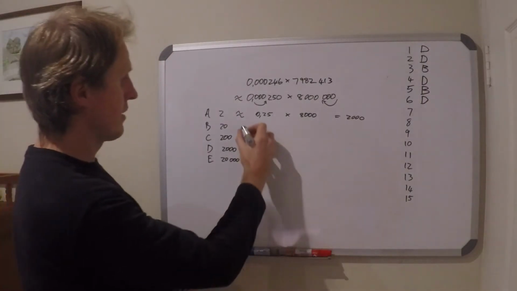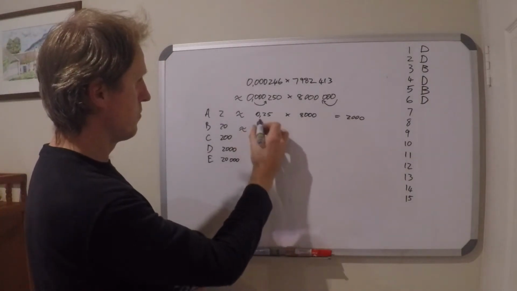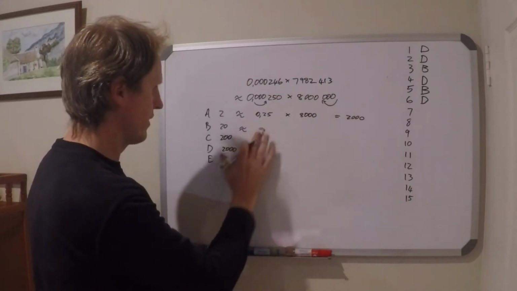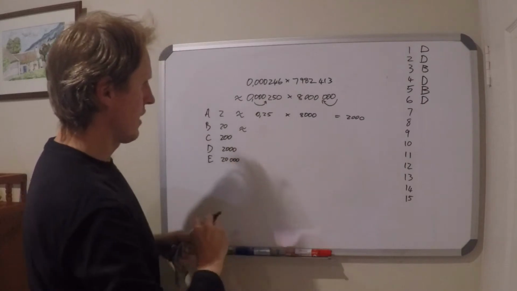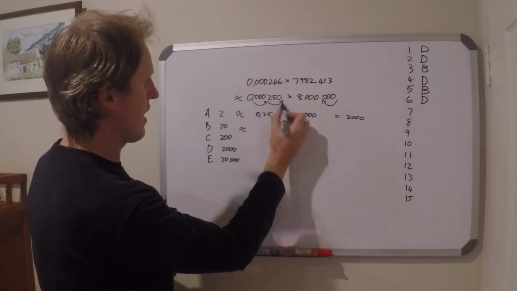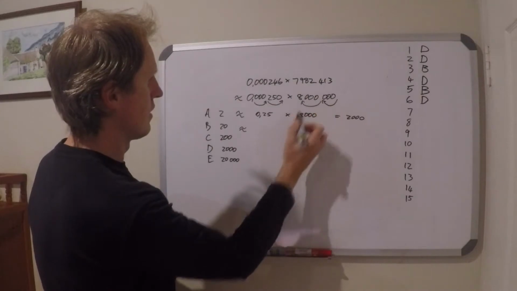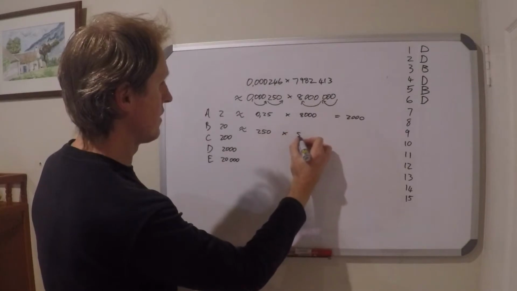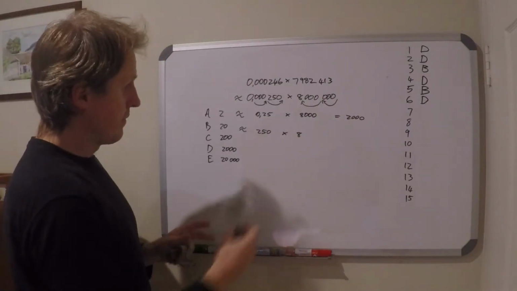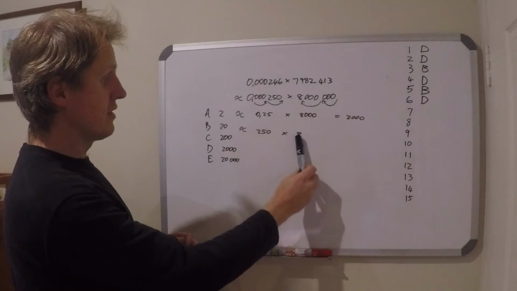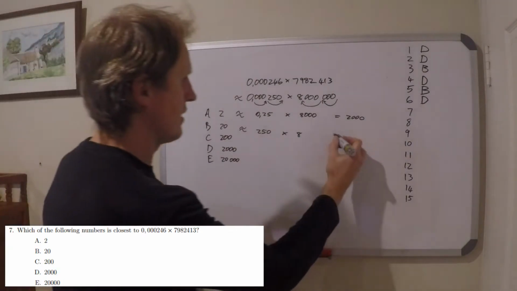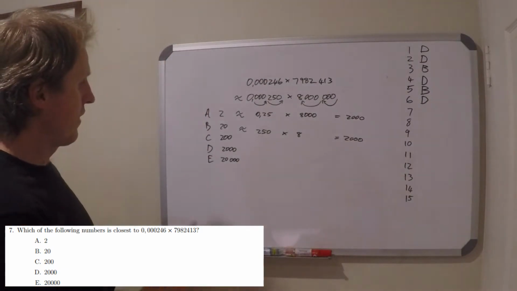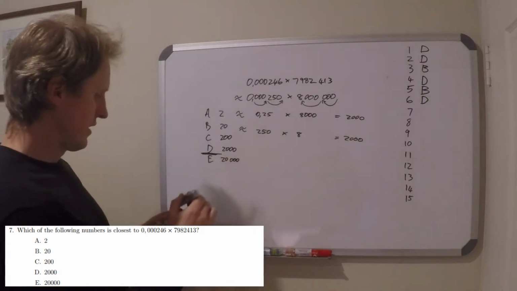You might prefer doing it a bit differently. We could also move this another 3 places over. Then we've got 250 times 8. And again, 4 times 250 is 1,000, so 8 times 250 is 2,000. So either way, D is going to be the closest.